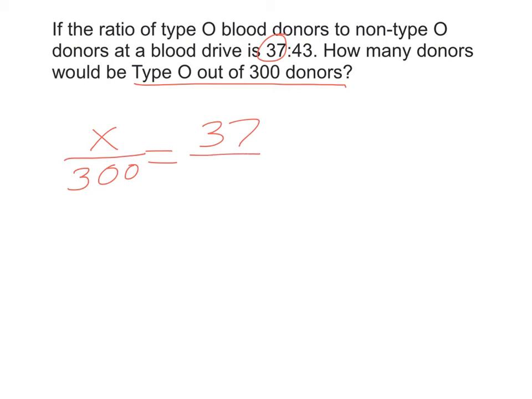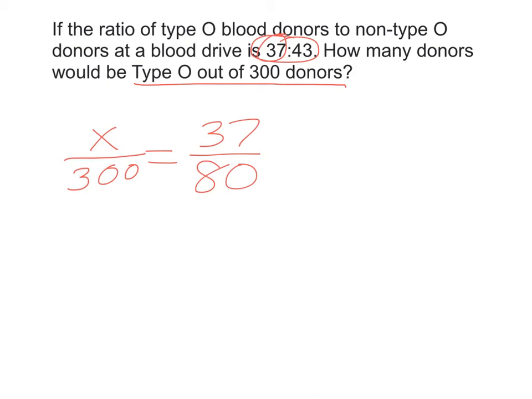Well, 43 is not the total. 43 was how many non-type O. So how many total donors did I know about? Well, 37 and 43, that gives me 80. So again, if you think about it, I want to know how many type O out of 300 total donors. So that's x out of 300 equals how many type O donors, 37 out of the total amount of donors was 80. So 37 to 80.